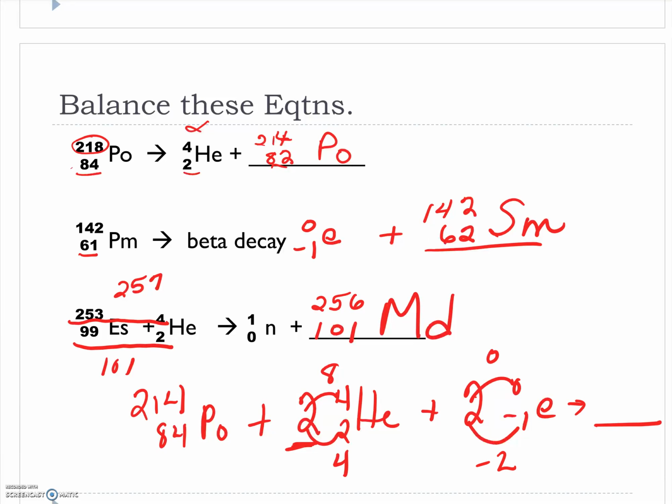So over on this left side, I have 214 plus 8 plus 0, which is 222. So I need 222 on this right side. 84 plus 4 is 88. 88 plus a -2 is 86. So I need 86 on the right side. If I look up on the periodic table, number 86 is radon. So that is how to balance nuclear equations.